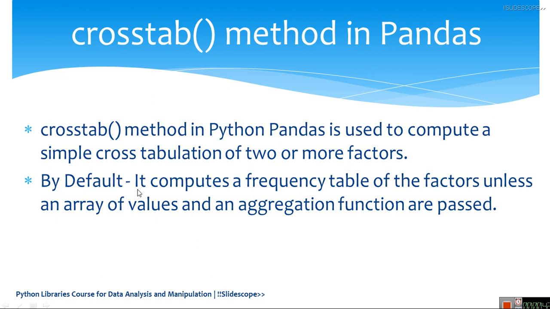By default, the cross tab method computes a frequency table of the factors unless an array of values and an aggregate function are passed. So let's see some data set first, and then we will proceed with the exploratory analysis of that data set and data manipulation process with the help of the cross-tab method.